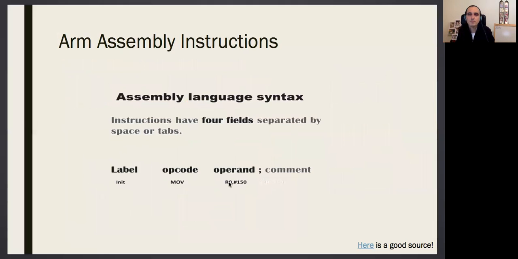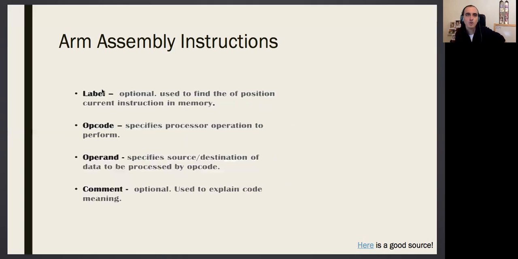It's very simple. These are the comments. I mean, it makes you understand the code. It's written for you guys. But this is the label. It is the place of this code in the instruction memory. What does this mean? We'll slowly get there. So, okay, four fields, optional, used to find the position of the current instruction in the memory.